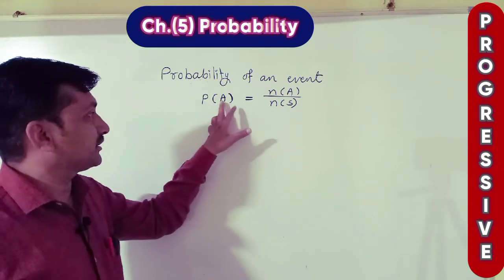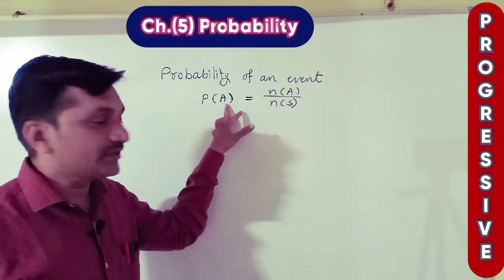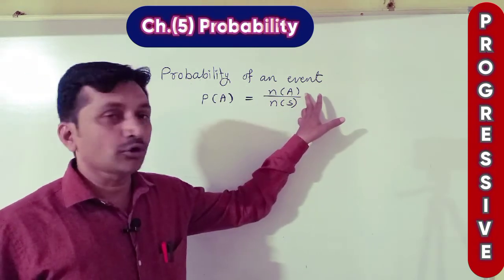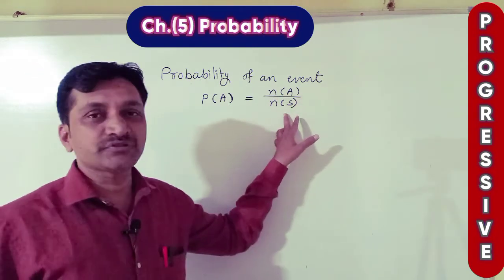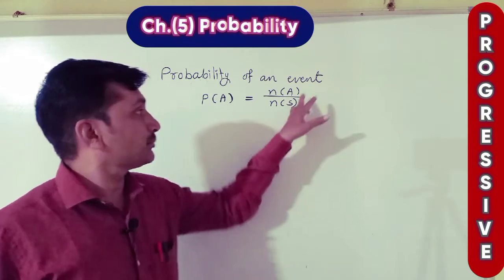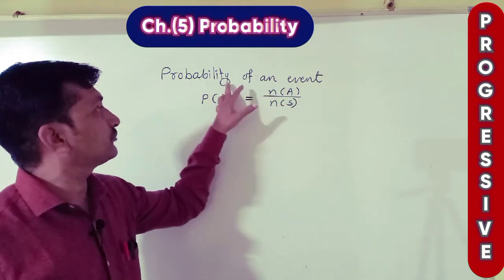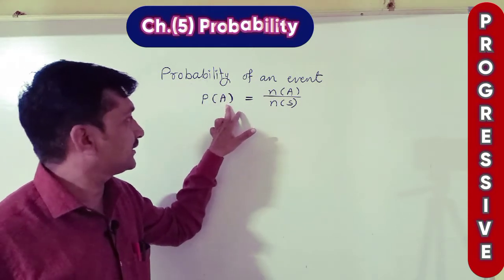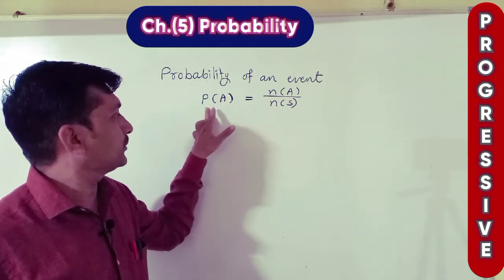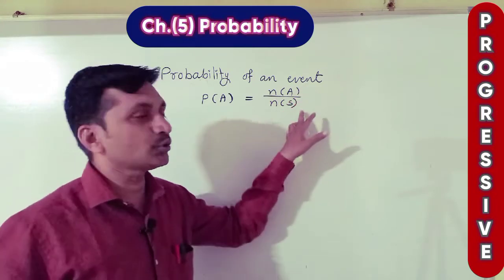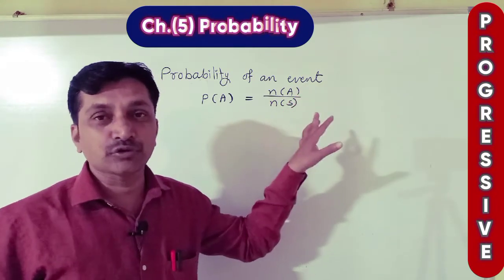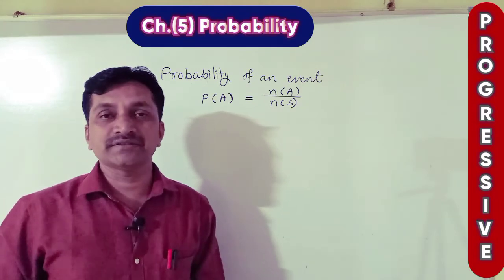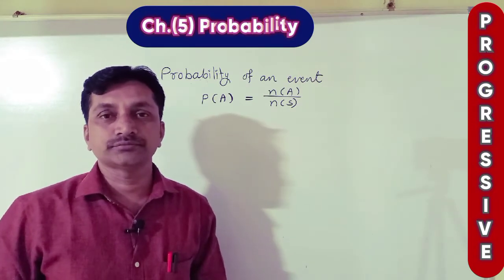Now probability of A, this is event A. Probability of event A is equal to the number of elements of event A upon the number of sample points of the sample space. By using this formula we can find probability. Probability of A is equal to NA upon NS. Let's start practice set 5.4.